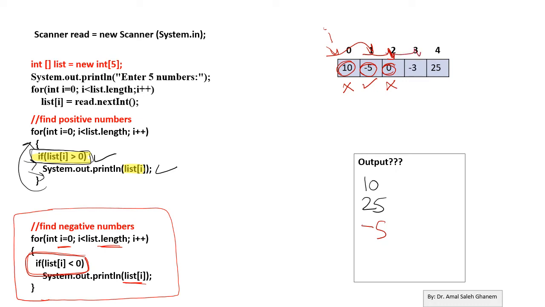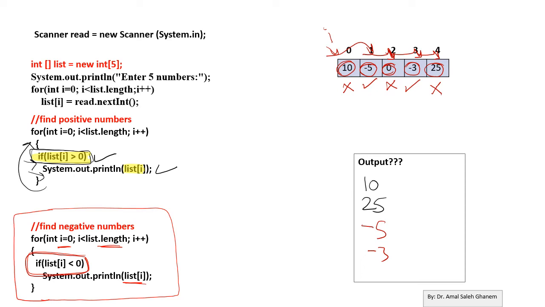Go and increment I. I will be having minus location 3, and the value inside location 3 is minus 3. Is it less than 0? Yes, so you have to do the output, and we have the output as minus 3. Go and change I plus plus. I is 4, and the element at location 4 is 25. Is it less than 0? It's not, so I will not do the output.